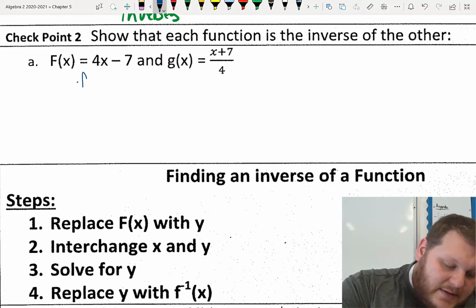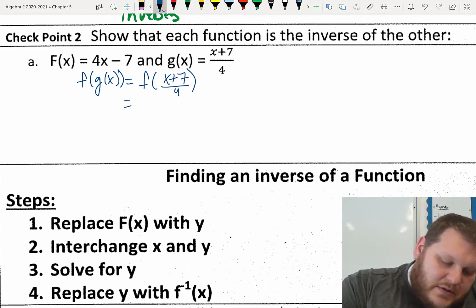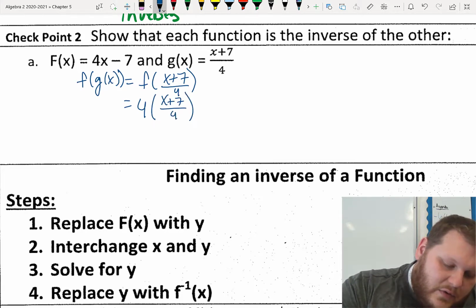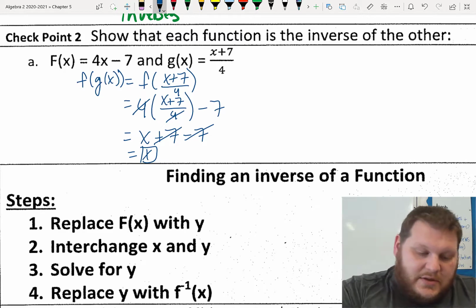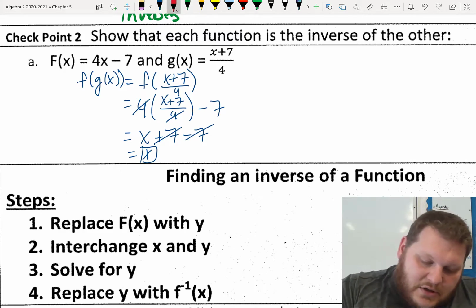I'm going to go ahead and test f of g of x first. So that's f of x plus 7 all over 4, which is 4 times x plus 7 all over 4 minus 7. My 4's cancel out. I'm given x plus 7 minus 7. Those two cancel, and I'm just left with x, which is what I want. Yay. Sweet.